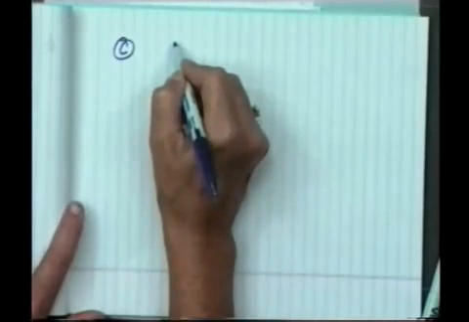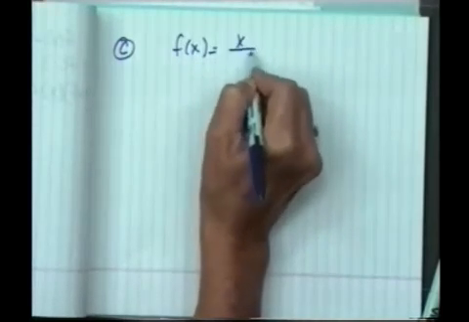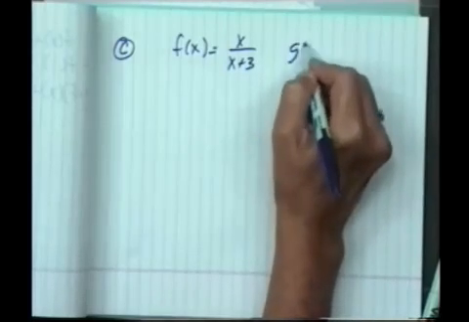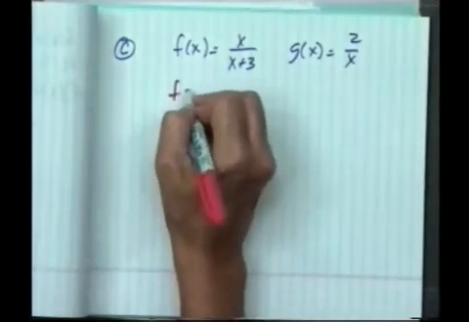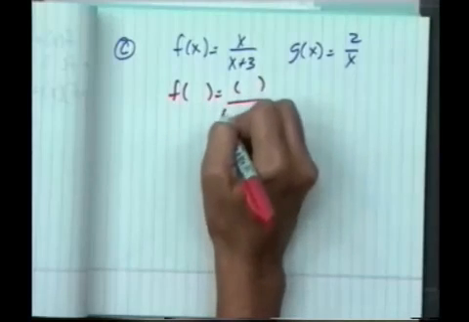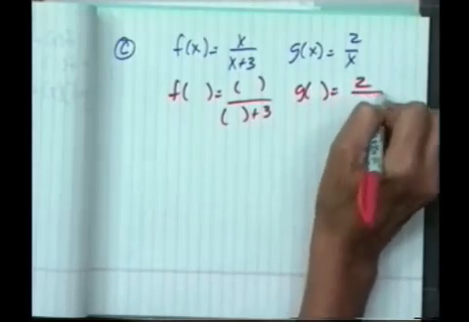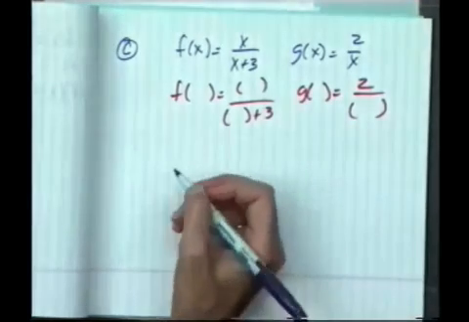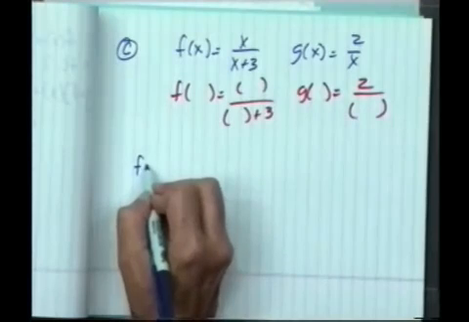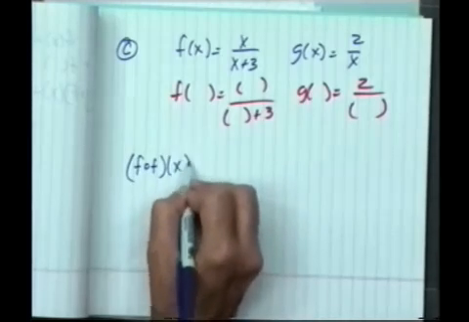We'll go to C part. We're still using the same numbers. F of X equals X over X plus 3. G of X is equal to 2 over X. So we were just saying F of anything is anything over anything plus 3. G of anything is 2 over anything. That may be helpful to go that direction. All right, part C says find the composition of F and F evaluated at X.